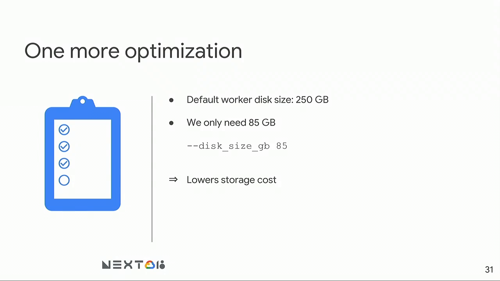So there's one more thing I did that I need to mention for completeness. By default, when you run this on the cloud, this is for Dataflow in particular, it will assign each worker 250 gigabytes of disk. Turns out for this work, this was more than necessary, so I shrunk it to 85 gigabytes. So now we need less storage, and so it's going to be cheaper.